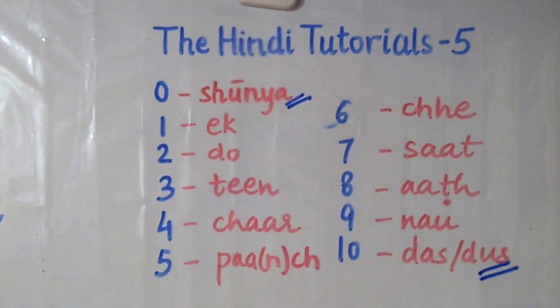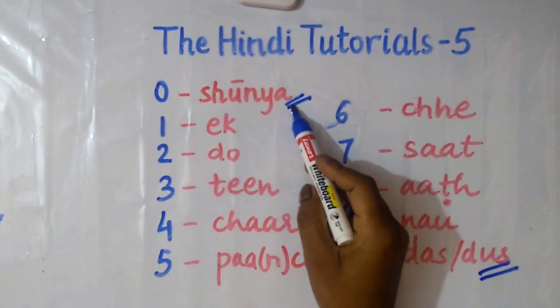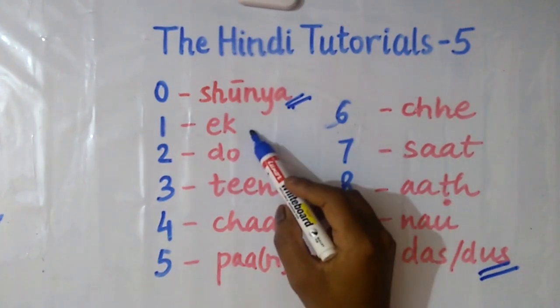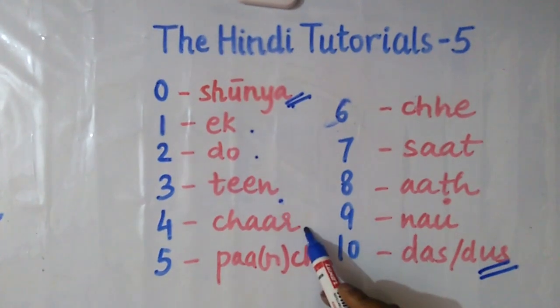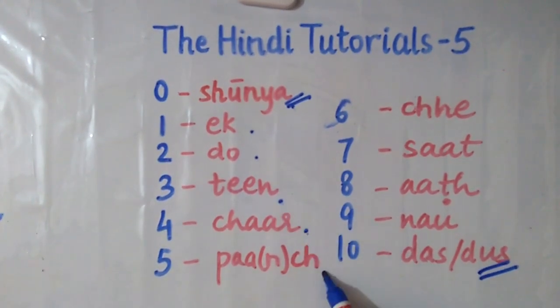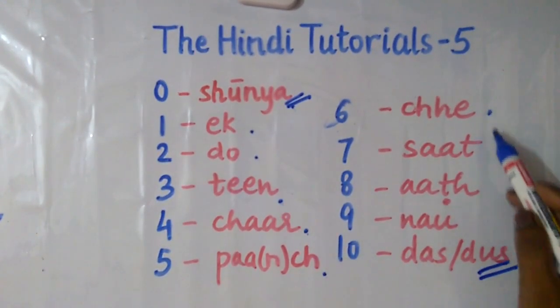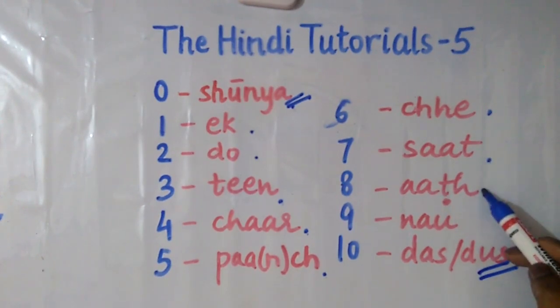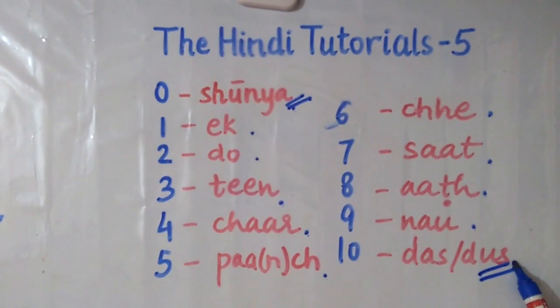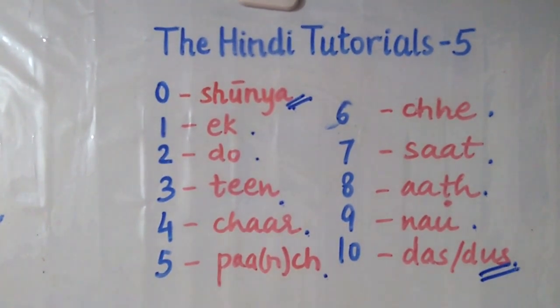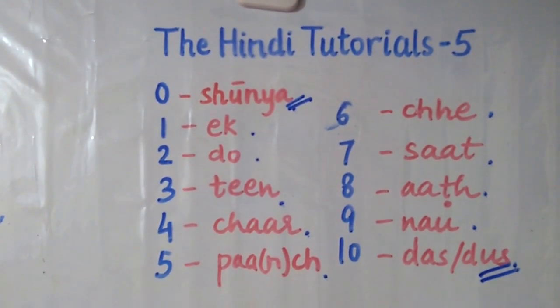I will repeat once again. शून्य, एक, दो, तीन, चार, पाँच, छः, सात, आठ, नौ, दस. ठीक है? Just write them down, repeat them, try to speak your phone number in Hindi.